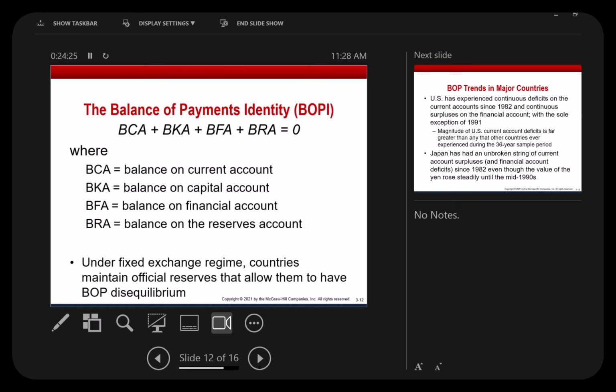This is the balance sheet identity. Sum of the current account, capital account, financial account, and reserve account has to be zero. Basically, capital, financial, and reserves are financing any current account deficit. Or if you have a current account surplus, they tell you where those go.